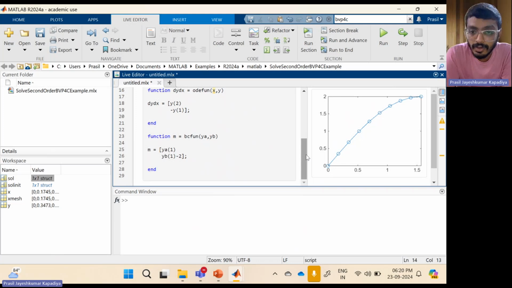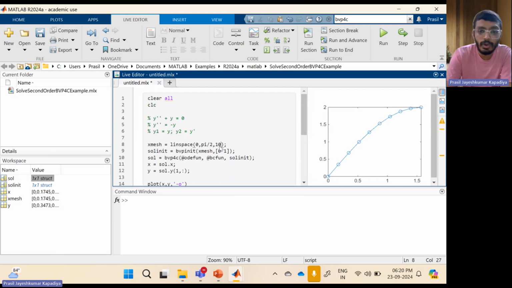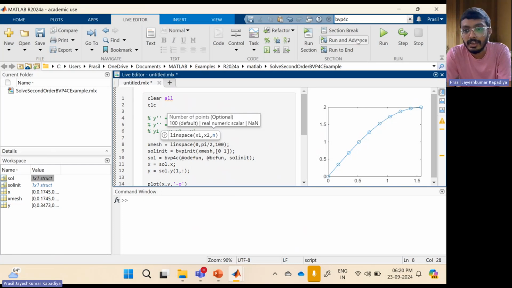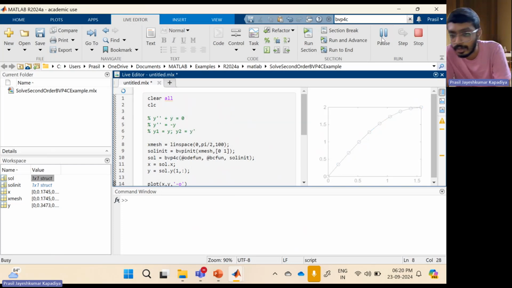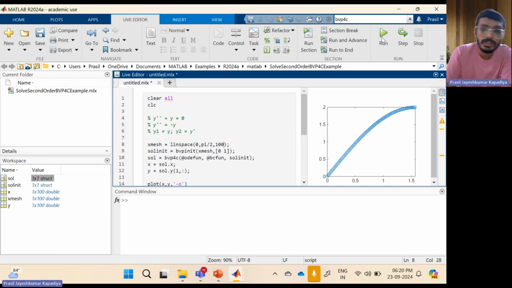So what further we can do? We can increase our mesh size. Instead of 20 points, let's say I'm creating 100 points. So the curve will be smoother. See, this is how it looks.